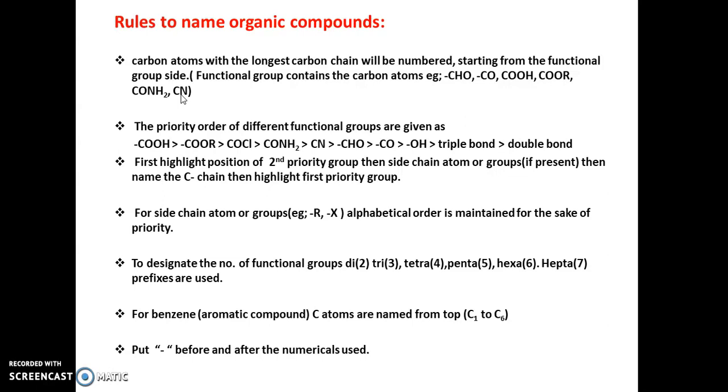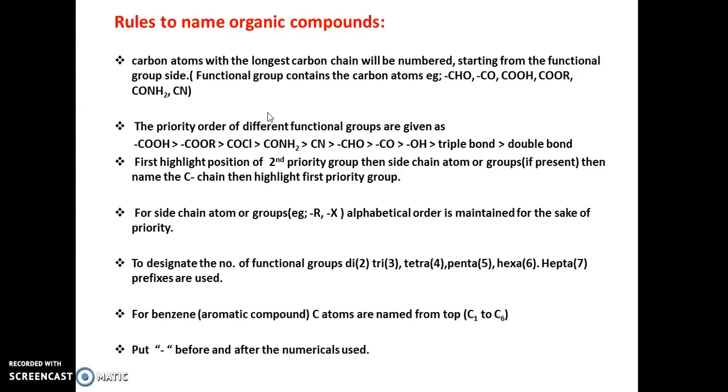Clear? Now the next rule is very important, which provides the priority order of different functional groups present in a compound. In a compound, more than one functional group could be present. Then you have to decide which functional group will get the priority. Once you decide the functional group which will get the higher priority, you have to start the numbering from that side.